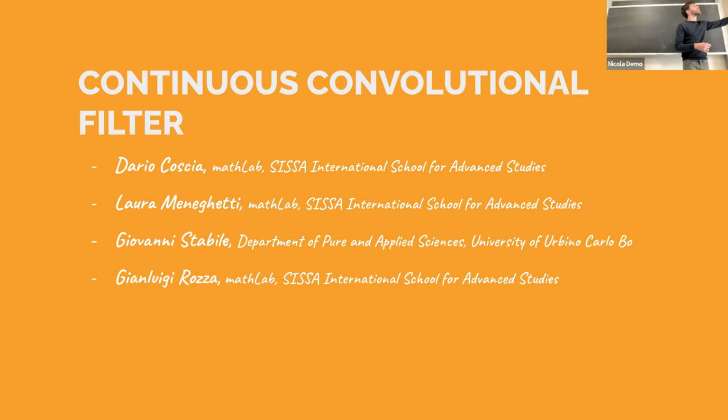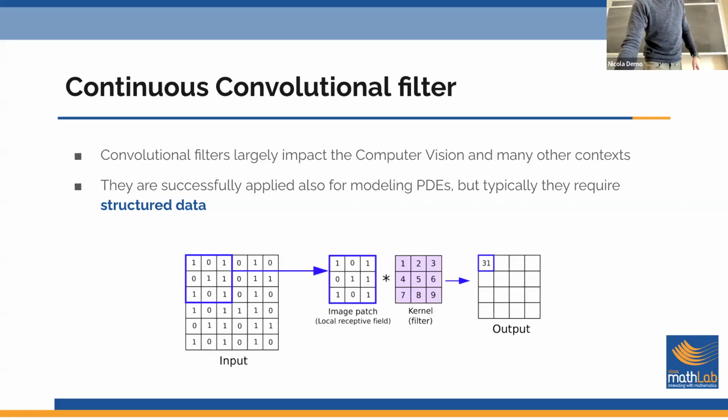So time to move into the continuous convolutional filter that has been recently published this week, actually. That has been done here at SISSA with Dario, Laura, Giovanni, and Gianluigi. And the idea is, as I told you in the introduction, convolutional filters are having a big impact in different fields. Especially for computer vision, basically all the methodology is now based more or less on convolutional neural networks.